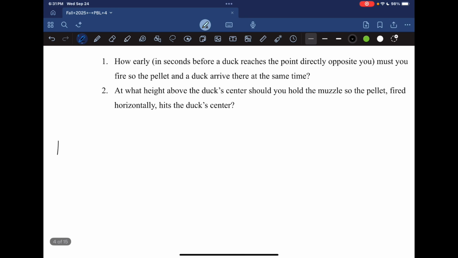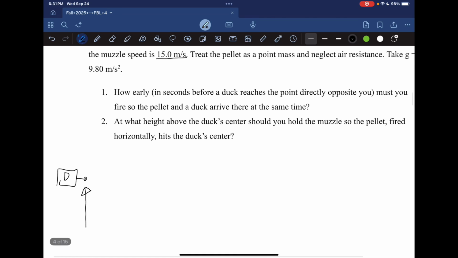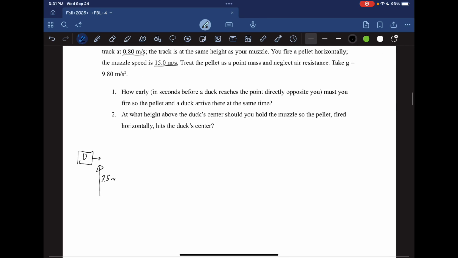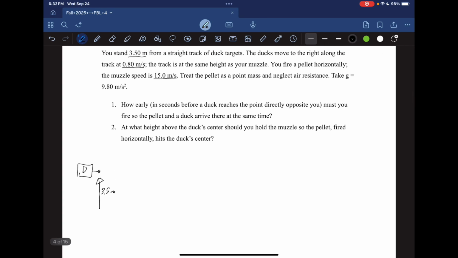So we'll say that here is our duck, D. I cannot draw a duck, so this is a square duck. And we're firing at it from a distance here of 3.5 meters. I'll zoom out so you can still see the problem. 3.5 meters, and we have our velocity in this direction at 15 meters per second. And then the duck has a velocity in this direction at 0.8 meters per second.